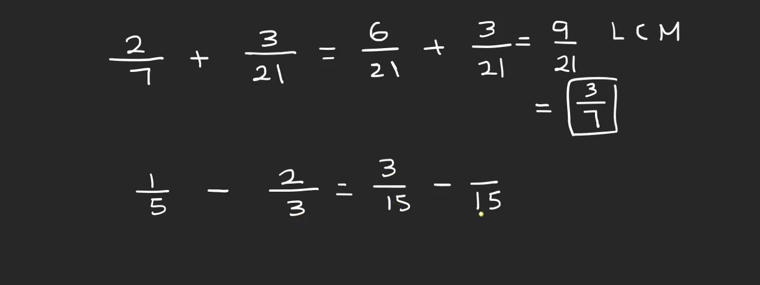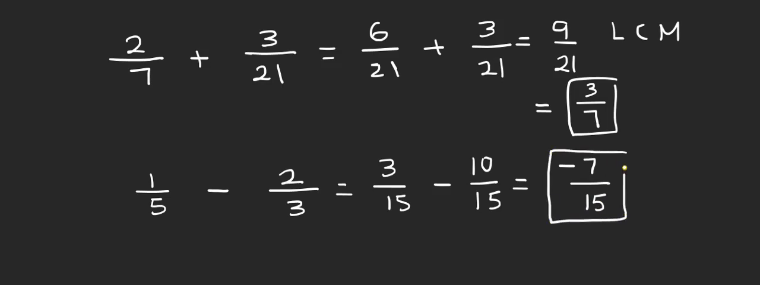Now, 3 times what is 15? 5. So 5 times 2 will be 10. And note that 10 over 15 is the same thing as 2 over 3. So now we have the same denominator. Let's subtract. You get negative 7 over 15. Now we're going to use a similar concept when we subtract and add rational expressions that have different denominators.